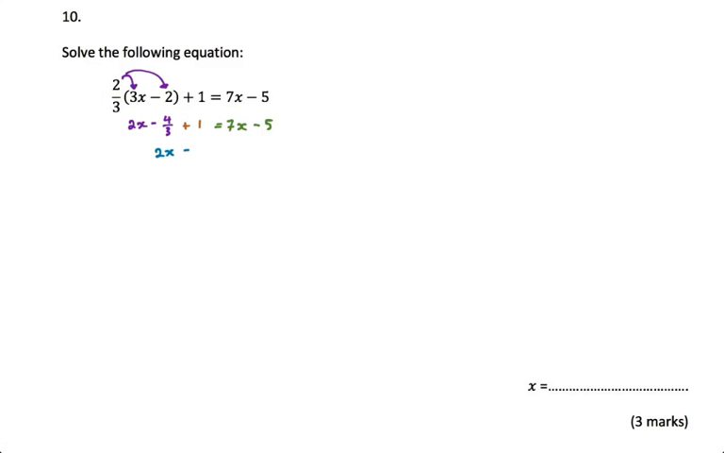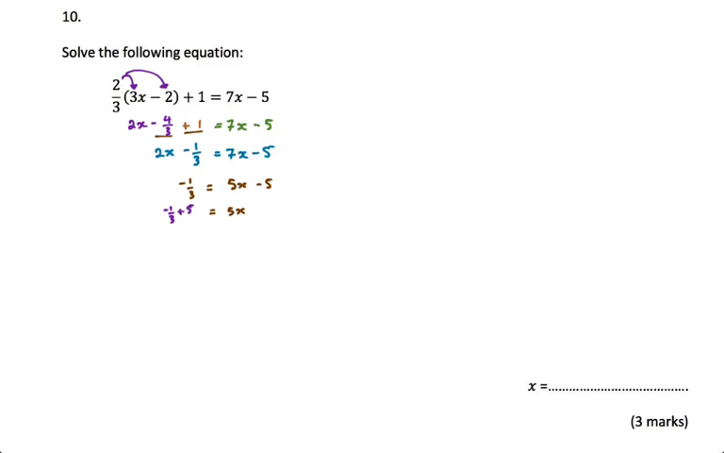Minus 4/3 plus 1 is going to be, well, it's minus 4/3 plus 3/3, which is negative 1/3. Okay, and then we write everything else as it was. Now you might take away 2x from both sides to give you minus a third on the left hand side and 5x minus 5 on the right hand side. And then you might add 5 to both sides.